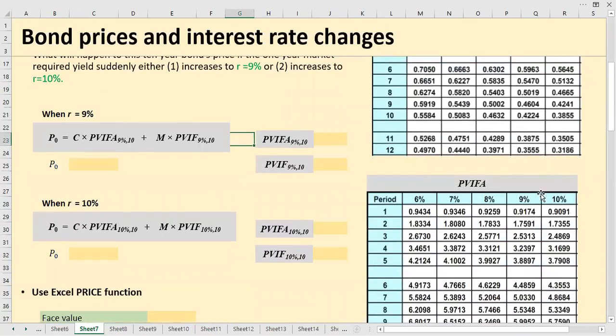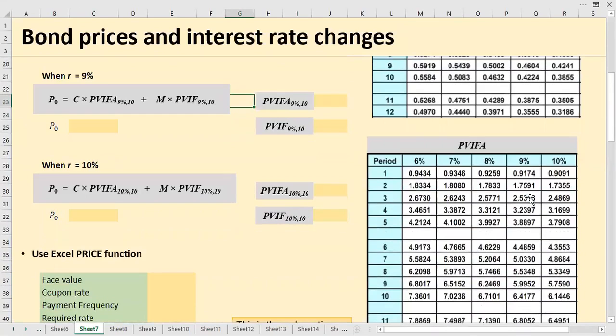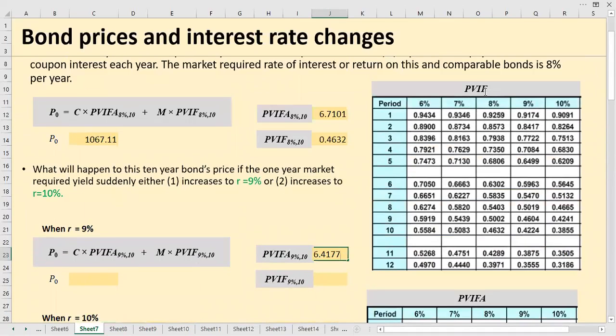Under 9%, I am going into the 10th year. So it is 6.4177. I'm going to copy it down here. Then the present value interest factor value, 9% 10 years, it is 0.4224. Right. Now I copied it down.